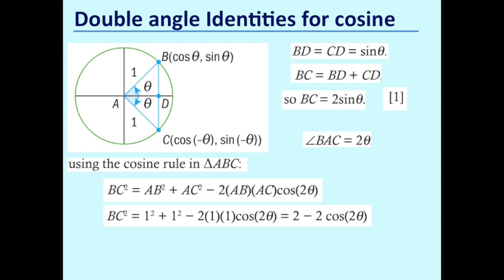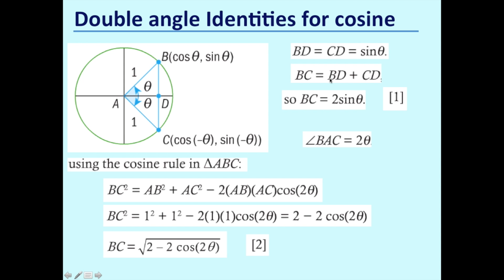If we substitute in then, knowing that this is a unit circle, so the hypotenuse here is going to be 1. If we were looking at the right angle triangle, we know that's going to be 1. So substituting in and then simplifying, we end up with 2 minus 2 cos 2 theta. And we can then take the square root of that, so we end up with BC equals root 2 minus 2 cos 2 theta. And this is going to be our second equation.